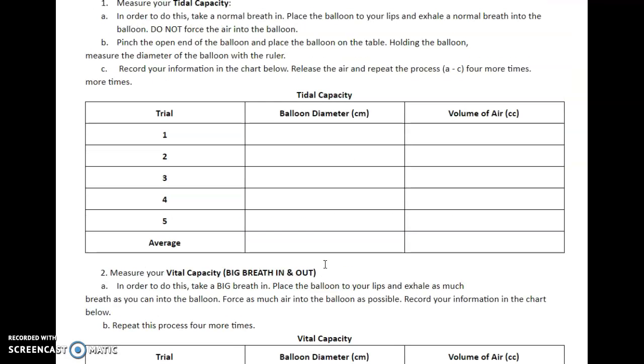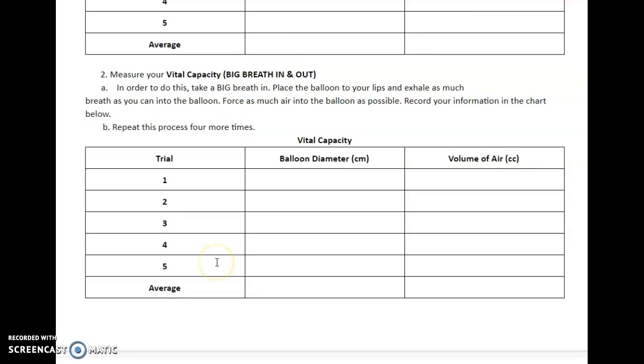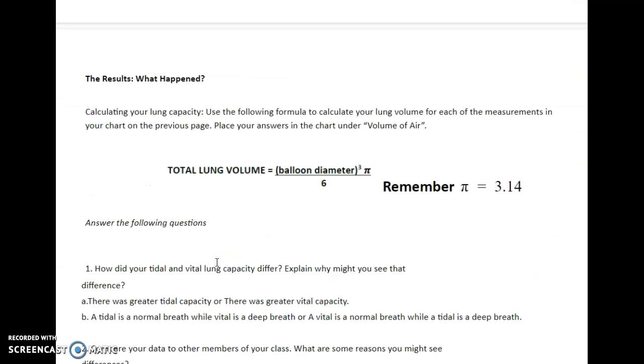And then both of these ask you to take an average. So an average, you're going to add up the values and then divide by 5.